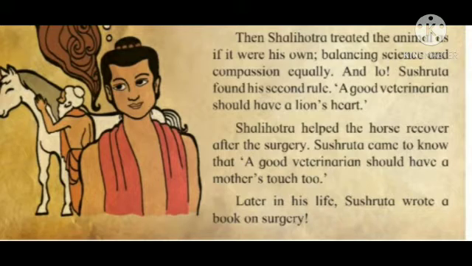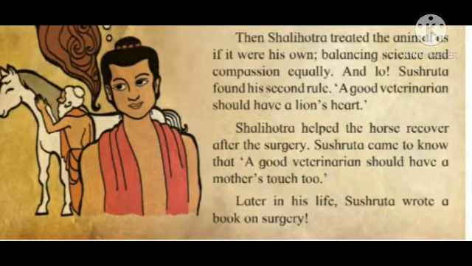And lo, Sushruta found his second rule. So while observing his teacher Shalihotra, Sushruta found his second missing thing. A good veterinarian should have a lion's heart. Now what is meant by lion's heart? Someone who is very brave is said to have a lion's heart. So Sushruta came to know that to become a good veterinarian one should have a lion's heart.